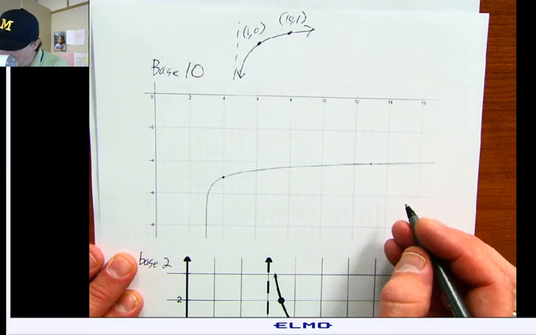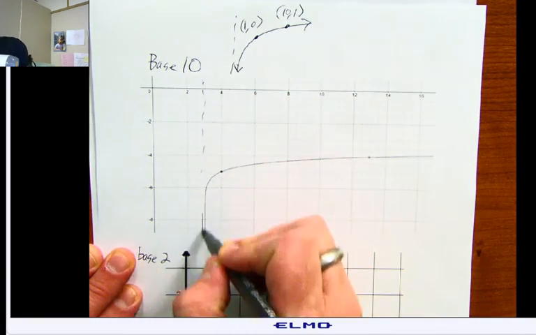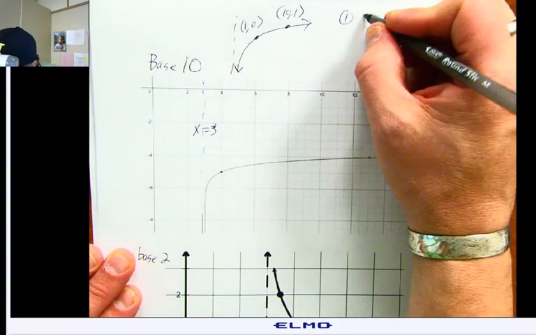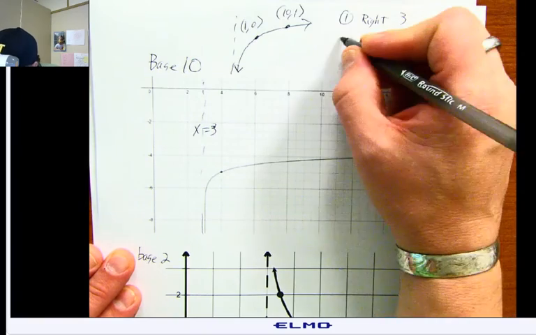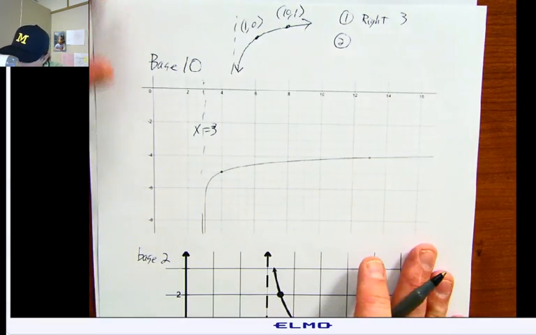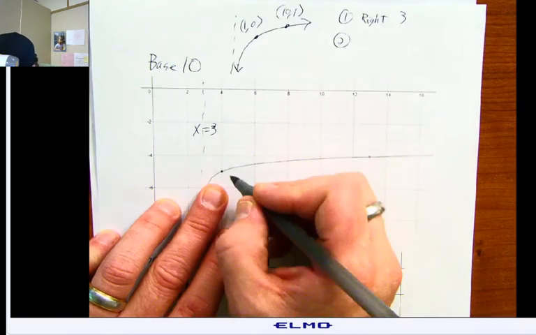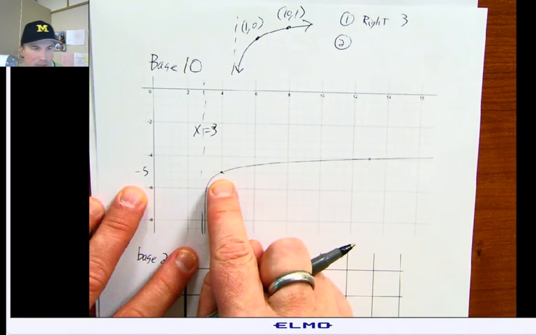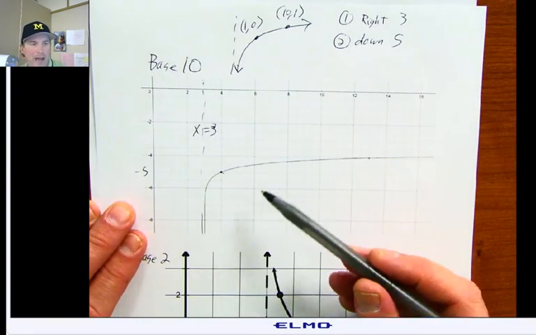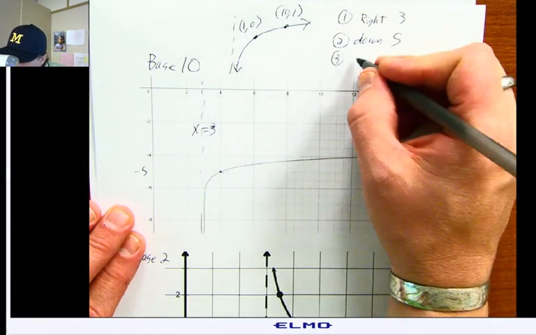All right. So on this graph, it appears that this vertical asymptote is at x equals 3. So I know right off the bat, this one's going right 3. Then second thing, this point right here, on this nice happy point, that's our 1, 0 point. And I notice it's all the way down here at -5. So that means that this graph is going down 5. Then, after that, this graph actually has the right look, so there's no reflections.